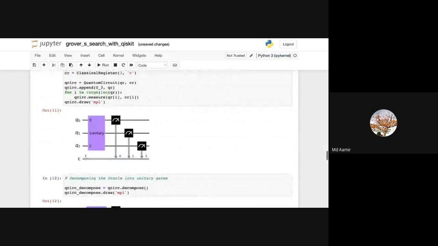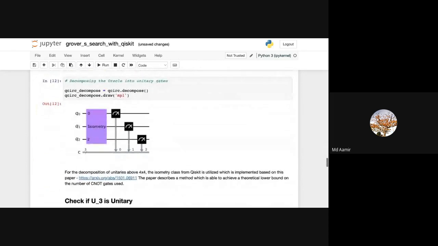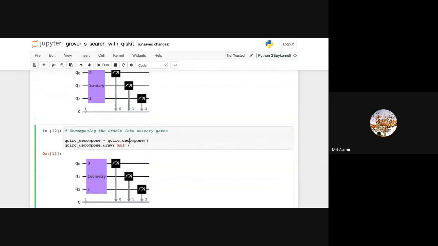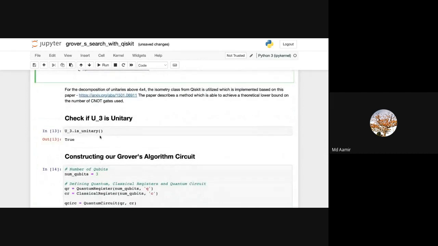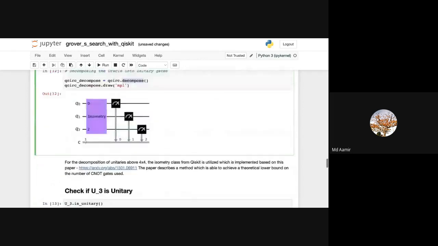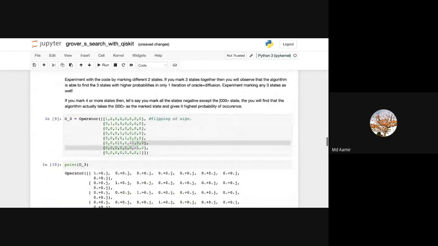So again we are creating this circuit, decomposing this unitary into other forms, and this can be done again by using this paper, and that is given as a function here in the cascade q circuit decompose. Again we are checking whether U is unitary or not, but we can clearly see here that U is unitary because it's a diagonal matrix and it's quite simple.